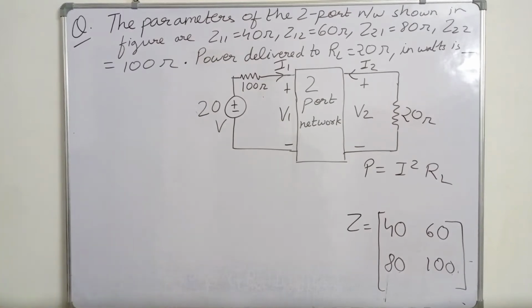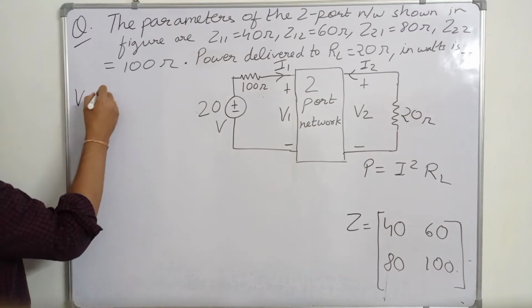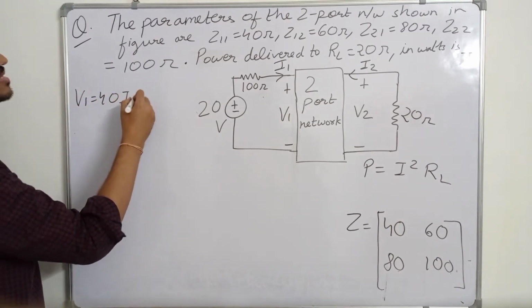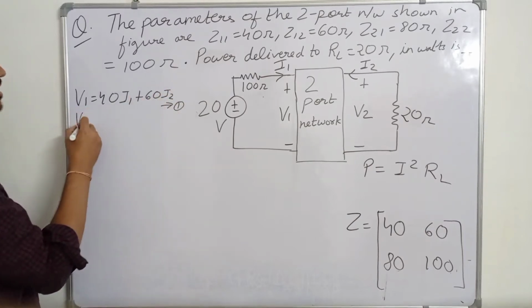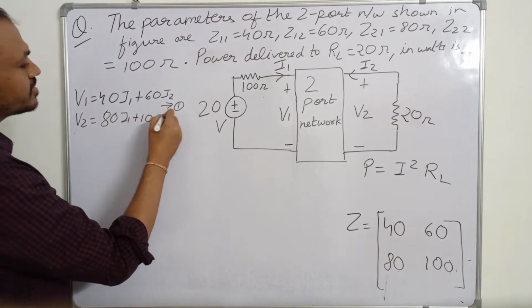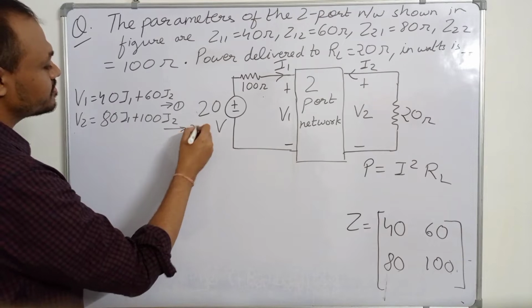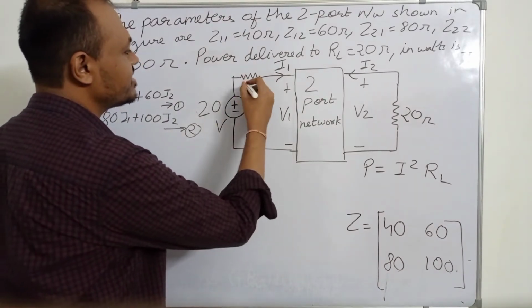If we write the equations from this impedance matrix, then we will get V1 equal to 40 I1 plus 60 I2. Let this be equation 1. And V2 equal to 80 I1 plus 100 I2. Let this be equation 2. So we have formed the equations based on the impedance matrix which was given to us. This was actually given as 10 ohm.